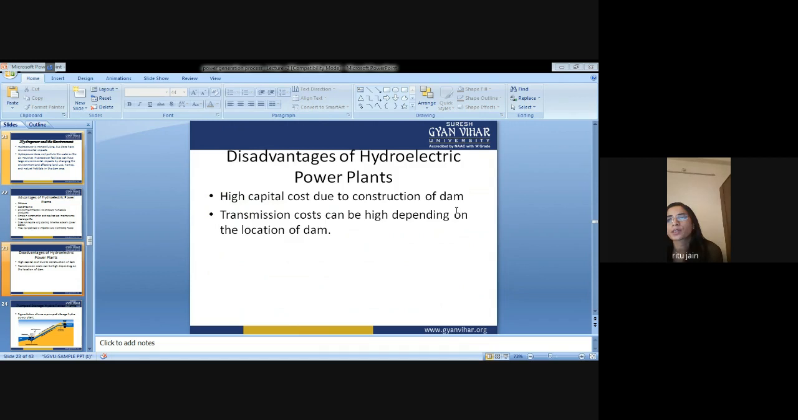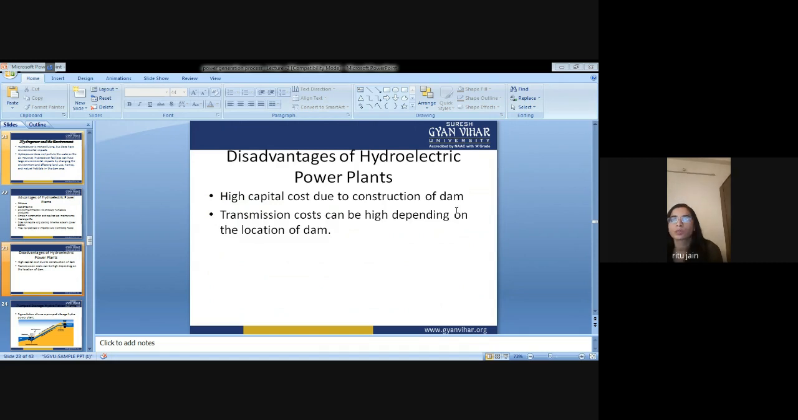So disadvantages of hydroelectric power plants: high capital cost due to construction of the dam. Because the construction of a dam is very costly, it requires a higher capital cost to construct, but its running cost is not as high as that of a thermal power plant.